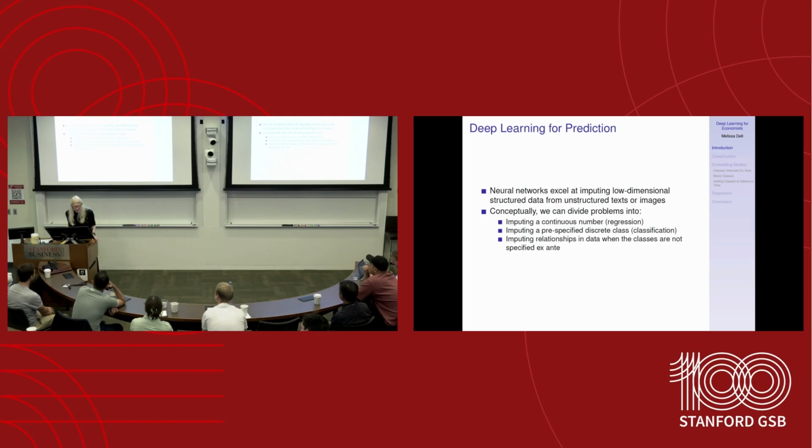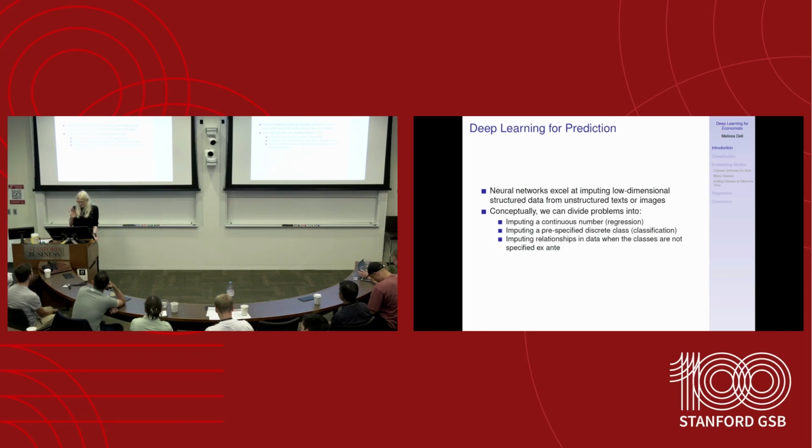And then the third type of problem, which we'll see comes up a lot, is that we want to impute relationships in data where the classes are not specified ex ante. You're in a world where you have this big data set, you want to go explore it, but you don't know what the classes are ex ante. You don't know what the topics are, et cetera. And we'll see lots of examples of this type of problem.